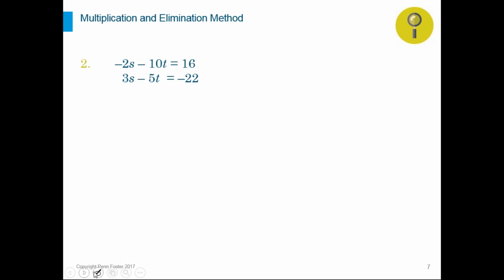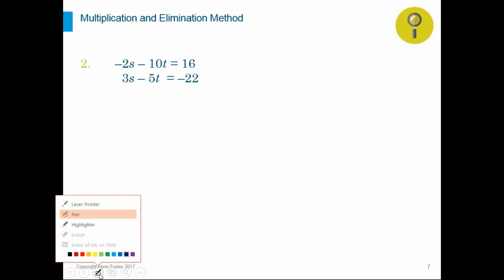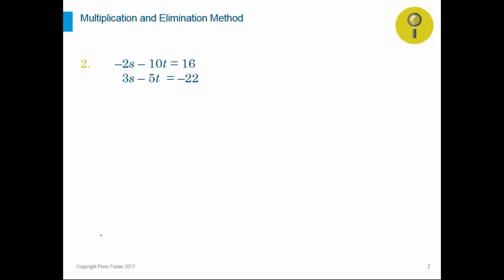So probably what I'm going to do is multiply the second equation times negative 2, because negative 2 times a negative 5 will give you a positive 10. So 10 and 10, one is negative, one is positive. This is what I'm trying to arrive at. Okay, so the first equation will stay as is. And I think this negative sign should go away then. So our equations are 2s minus 10t equals 16, and the other one, 3s minus 5t equals negative 22.